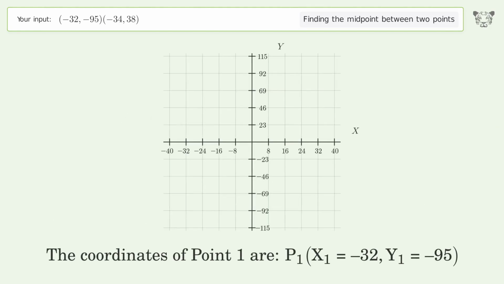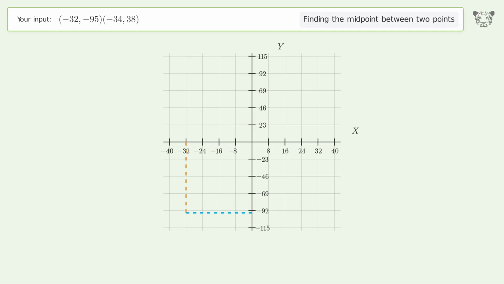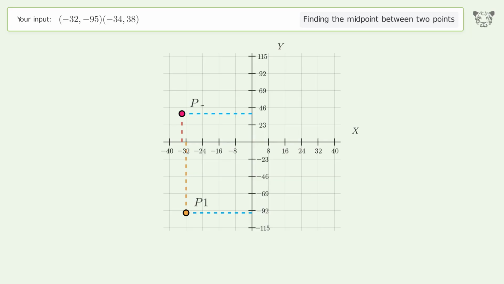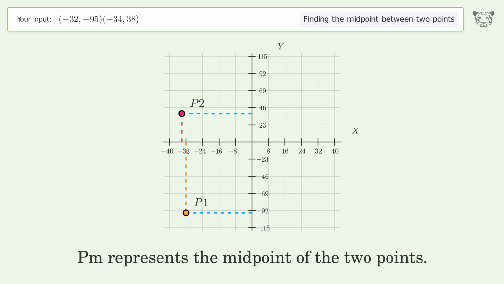The coordinates of point 1 are, x1 equals -32, y1 equals -95. The coordinates of point 2 are, x2 equals -34, y2 equals 38. PM represents the midpoint of the 2 points.